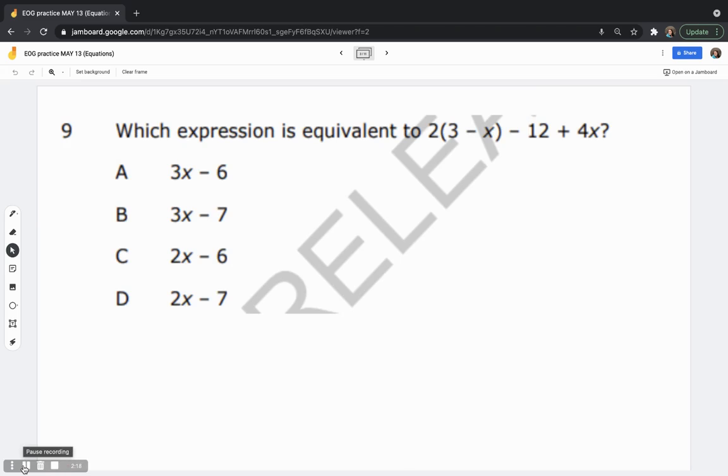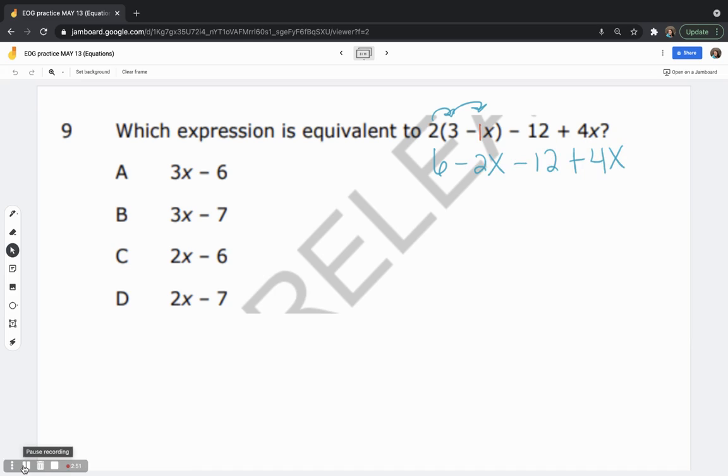Next, we have a similar type of question. So 2 times (3 minus x) minus 12 plus 4x. So I'm going to take the 2 and I'm going to distribute that to what's inside the parentheses. So 2 times 3 gives us 6. 2 times a negative, and again, this is an understood -1 here. So 2 times -1 is going to give us -2x minus 12 plus 4x.